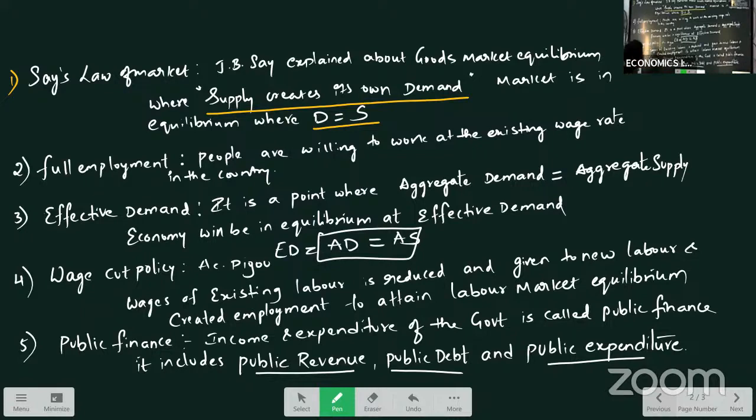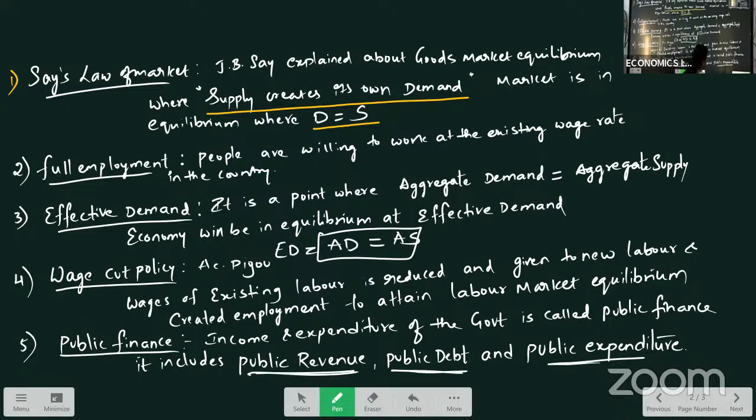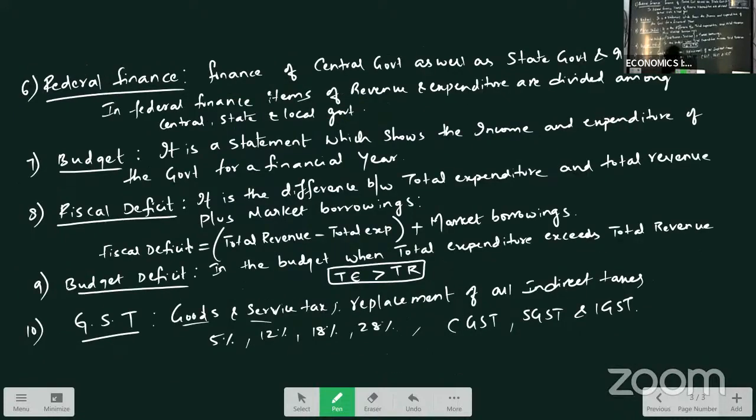So just see this one, students, only these VSAQs you prepare from this chapter. Sales law of market, full employment, effective demand, wage cut policy, public finance. Again, in public finance, you have to prepare with public revenue, public debt, and public expenditure. Then federal finance, budget, fiscal deficit, budget deficit, and GST. From these only, you will get the questions for your exam.